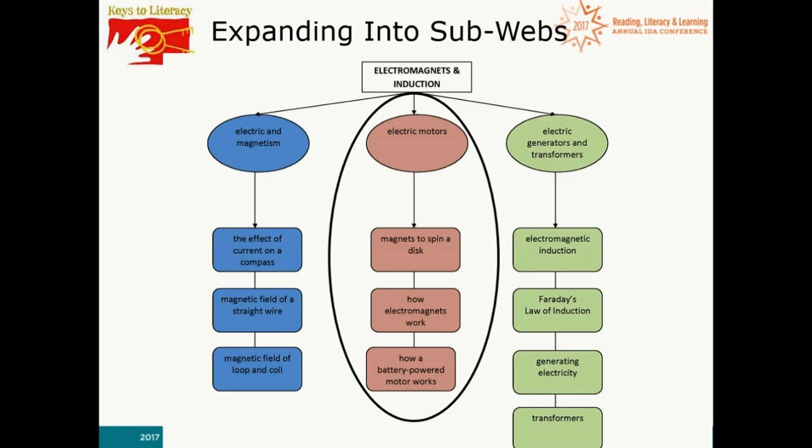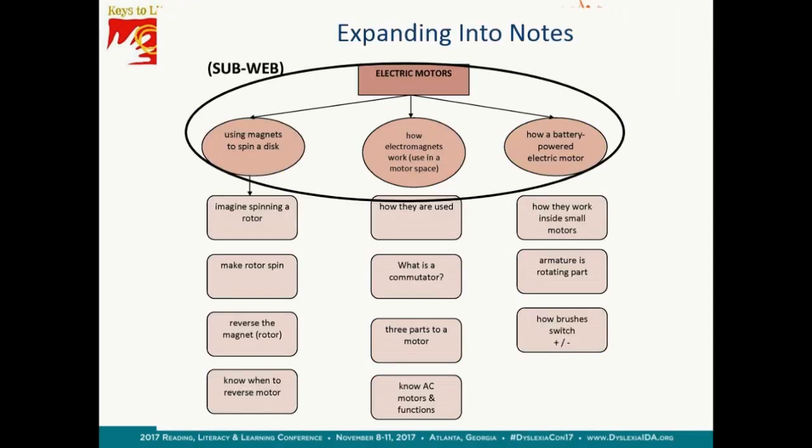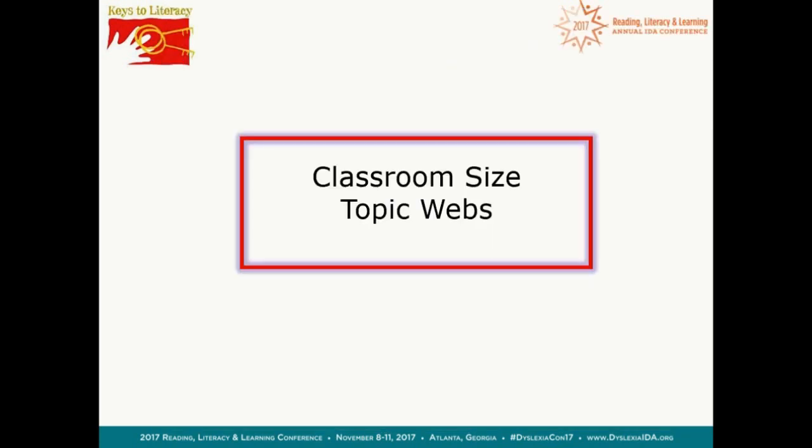Everybody got it? Now, in the next slide, what's going to happen is this is going to move to the top. These 3 will now become the next level, and we get to add another level. And I did it in color so you can see how it works. So there we go. There's our 3 subtopics. And now, under using magnets to spin a disk, we've got imagine a spinning rotor, make a rotor spin, reverse the magnet, know when to reverse the motor. So that's what you can do when your information is too much to fit into one big topic web.